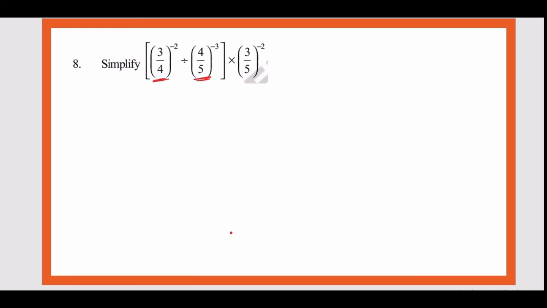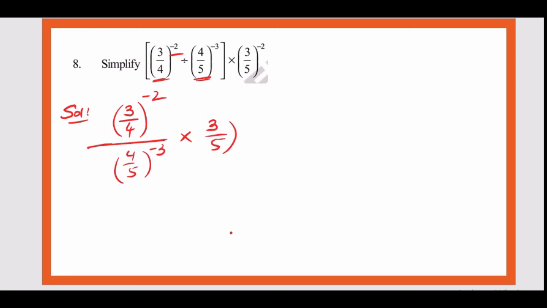(3/4)^-2 divided by (4/5)^-3 into (3/5)^-2. Now if we solve this question, how can we simplify this? Whenever you have power minus 2, first of all let us write this in the given form. (3/4)^-2 divided by (4/5)^-3 into (3/5)^-2. So let's see this first.